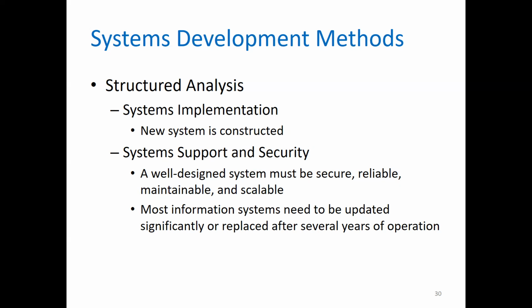Systems support and security. A well-designed system must be secure, reliable, maintainable, and scalable. Most information systems need to be updated significantly or replaced after several years of operation. In general terms, system support and security could be renamed as systems maintenance. This is where the system is maintained and ensures that the system operates swiftly to meet the needs of the organization and the users as a whole.